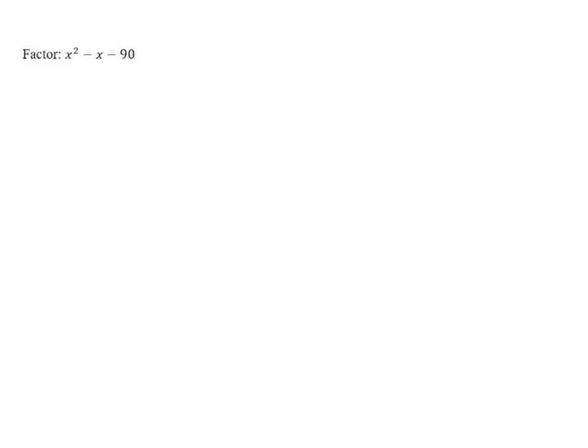So we're going to skip the GCF because there isn't one, and then we're going to pick a factoring method based on how many terms there are. We can see that there are 3 terms, x squared, minus x, and minus 90. So this is a trinomial.